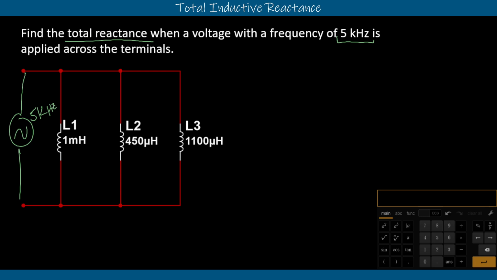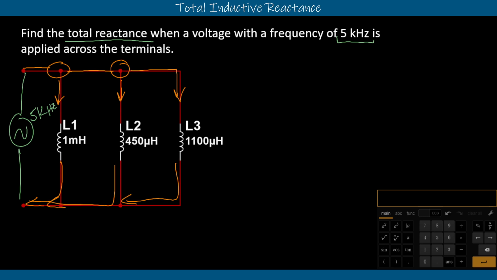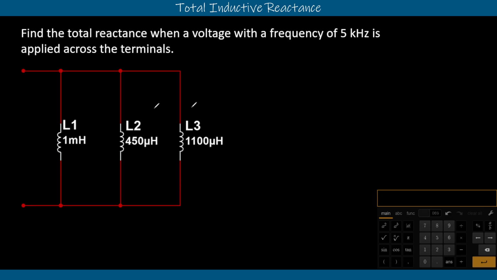And so we see from that perspective, we can travel up and hit a parallel branch through L1, another parallel branch through L2, and a third parallel branch through L3. And we see that they all connect all the way down to ground. So they're all fully in parallel. So we'll use that and do our parallel because we need to find our LT so that we can use that in our XL equation. That's what they're asking for.